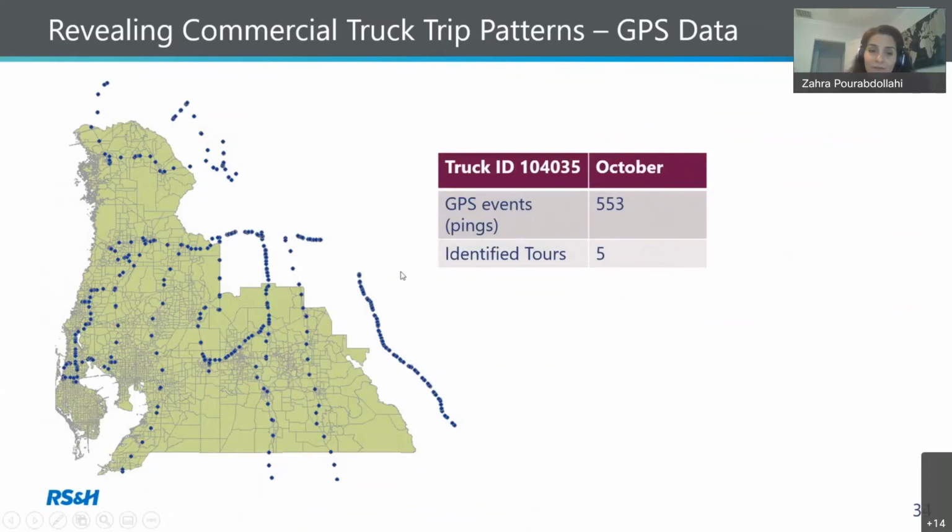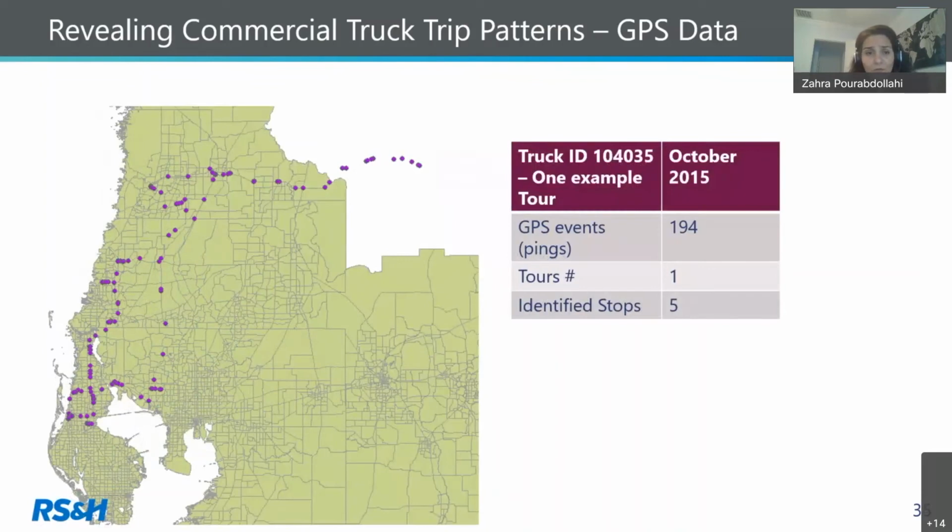The external tours started outside the region. For example, this truck ID had 5 tours, 553 GPS pings, and most of them more or less started from within the same area, but with very different patterns. Some were regional truck movements. They didn't even stop within the region, but some showed a stop. We picked tour number 1.